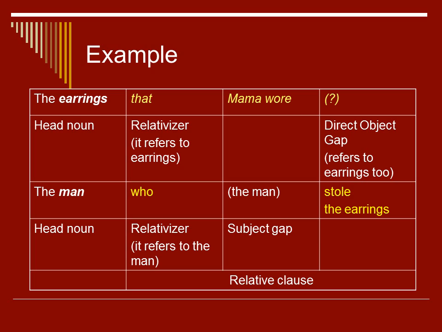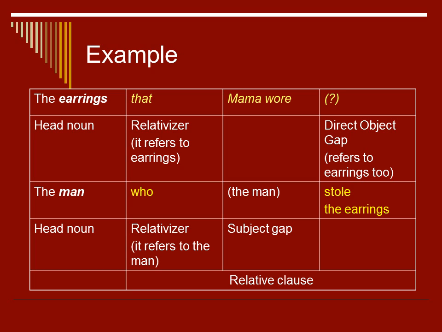The earrings that Mama wore. The head noun is the earrings. The relativizer is that, which refers to the earrings, and then Mama wore. Notice that Mama wore those, or Mama wore them. That's the gap, because that is referring to the earrings. Instead of having a direct object there, it's just the earrings that Mama wore.